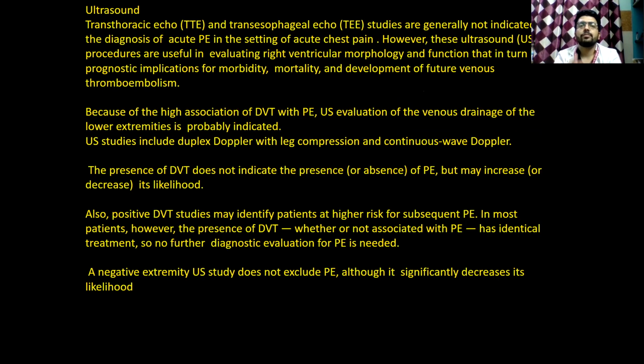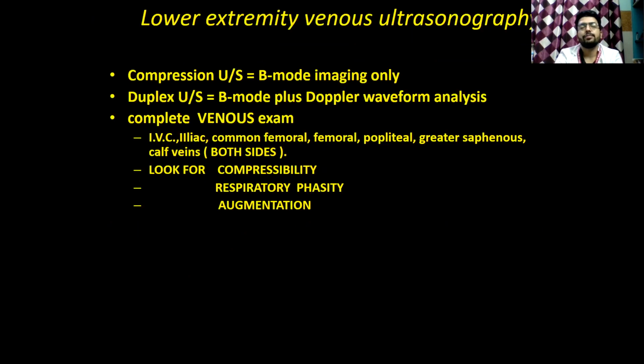Ultrasound, transthoracic and transesophageal studies are generally not indicated. Because of its high association of DVT and PE, US evaluation of venous drainage of the lower extremity is probably indicated. Presence of DVT does not indicate the presence of PE, but may increase its likelihood. Positive DVT studies may identify patients with high risk of subsequent PE. A negative extremity ultrasound study does not exclude PE, although it signifies decreased likelihood.